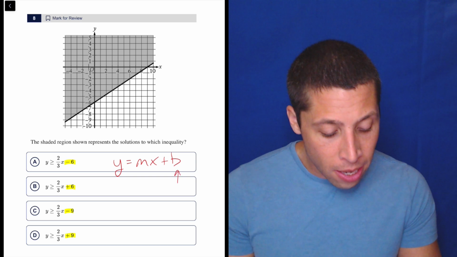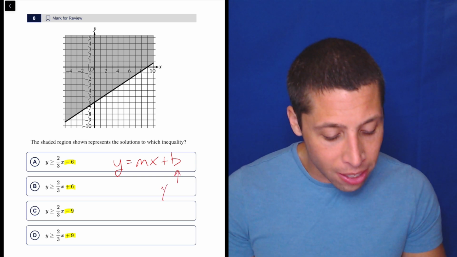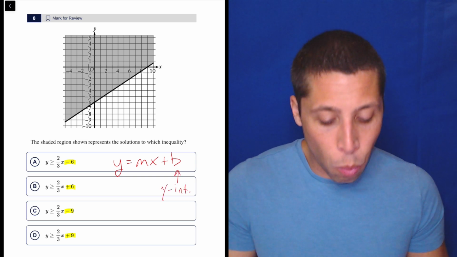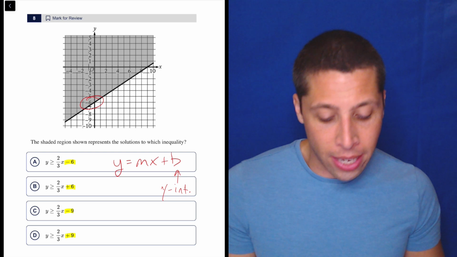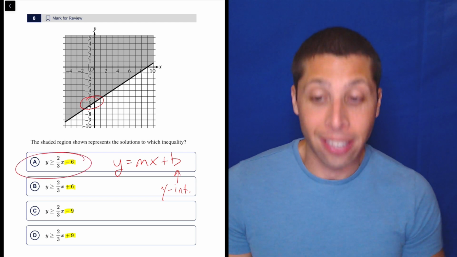So the b is the only thing that's changing. That's still the y-intercept. What's the y-intercept of this line? It's -6. That's it. Choice A.